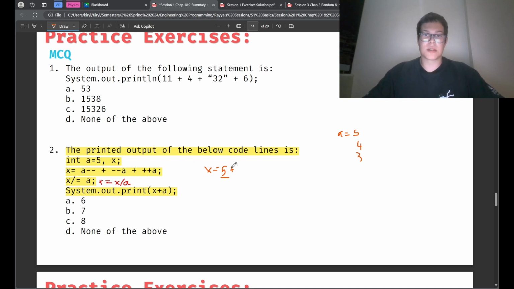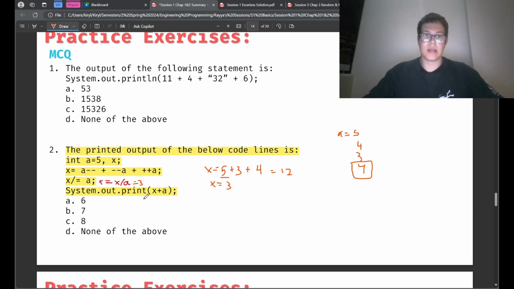Now that I've changed it, I'm going to use it. And then same thing here, we have a prefix, so I'm going to change it, then use it. So this is going to be 5 plus 3 plus 4, which is equal to 12. Then we're going to do x equal to x divided by a. What is the value of a? Right here, it is 4. So 12 divided by 4 is going to be equal to 3. So the new value of x, I'm going to write here, is 3.